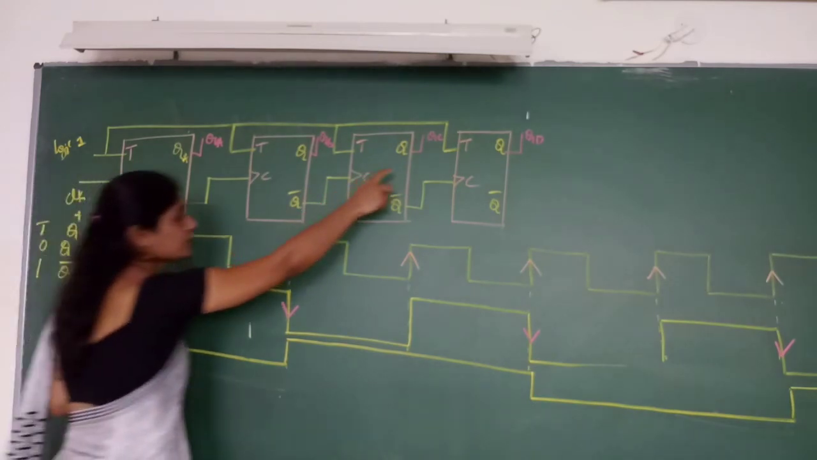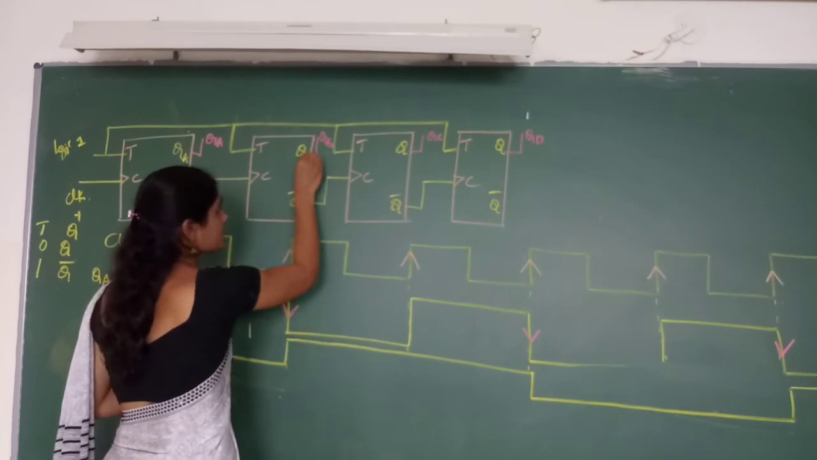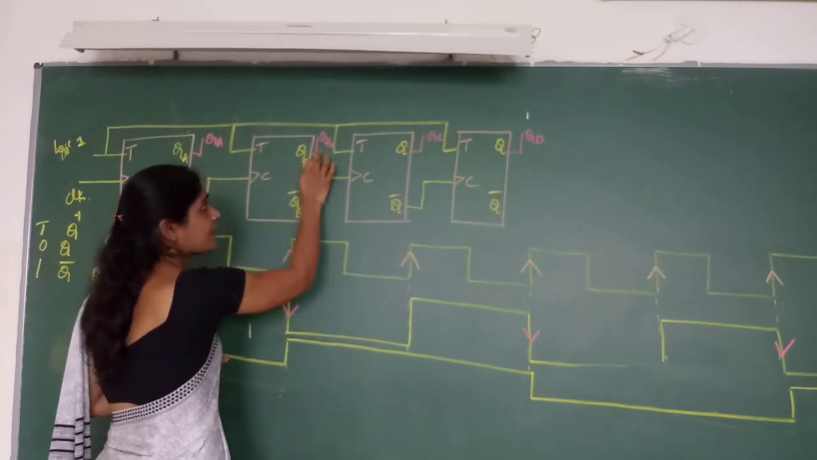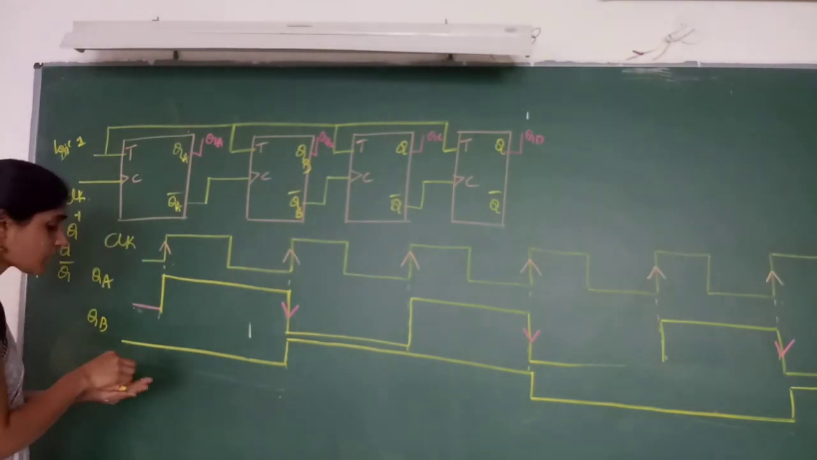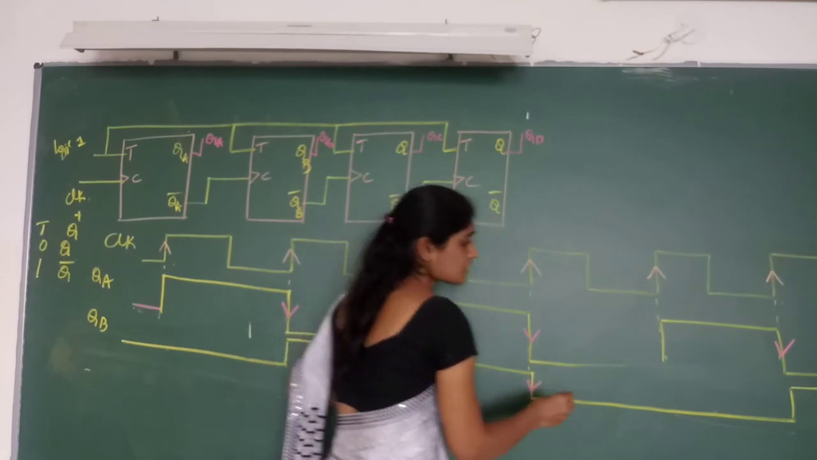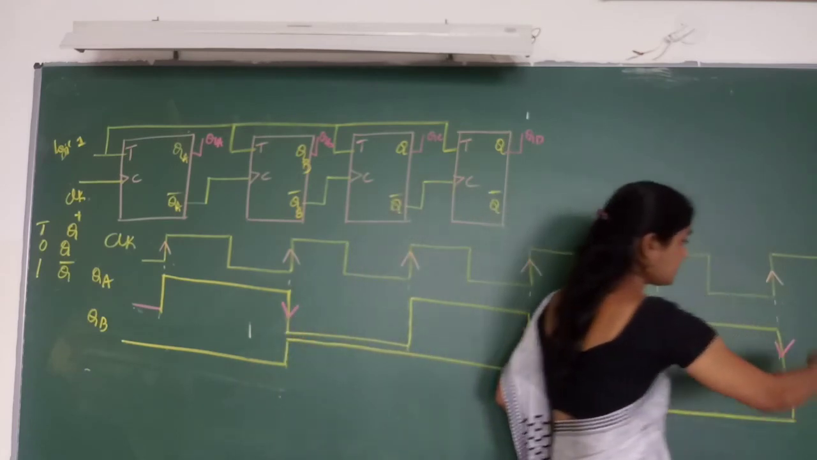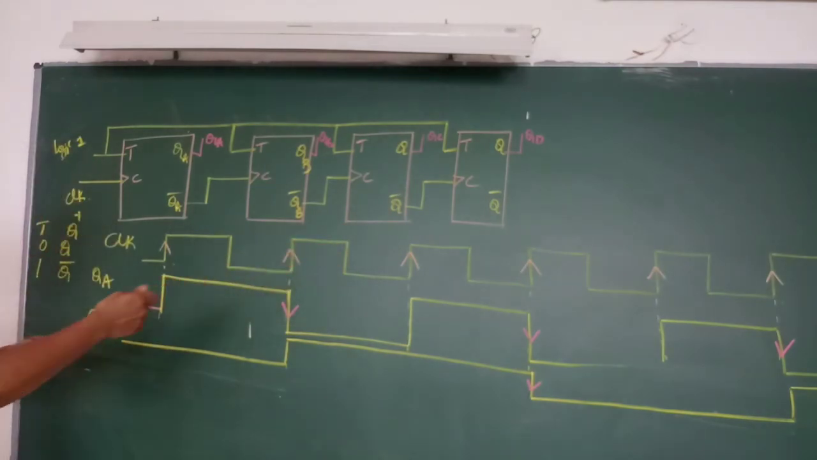Positive edge of QA bar, negative edge of QA. Now when will we get QC? At the positive edge of QB bar, or at the negative edge of QB. So this is QB. I need to mark now the negative edges. This is the positive edge, this is the negative edge. You can continue writing. Okay, so now what is QC?